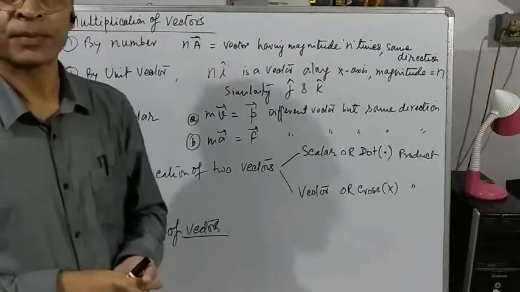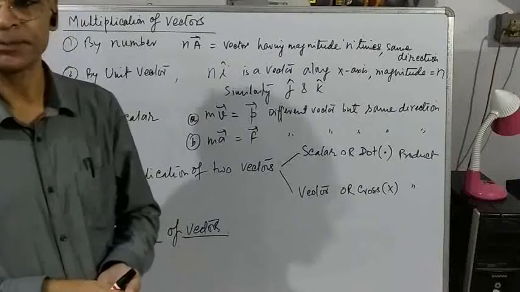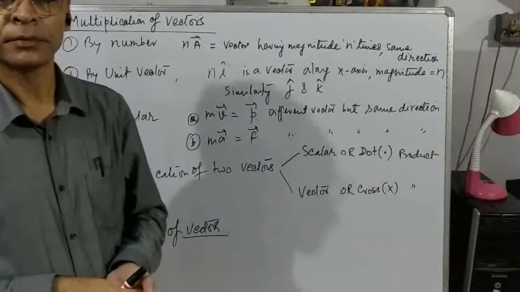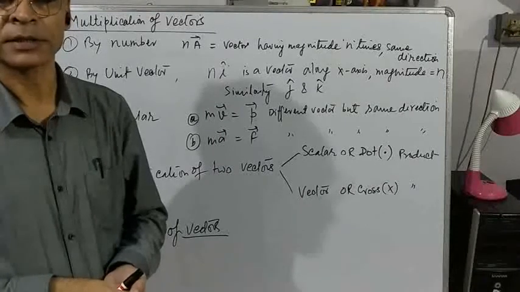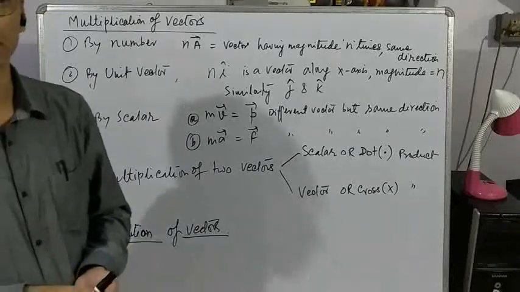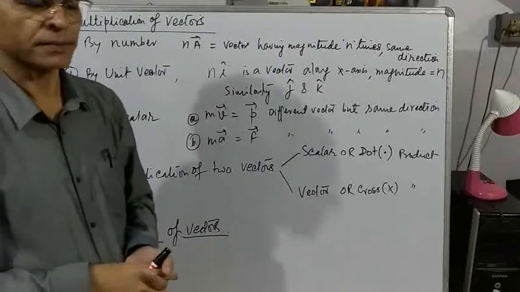We are studying the chapter on vectors. We have studied introduction to vectors, addition of vectors and subtraction of vectors. Today we are going to start multiplication of vectors.